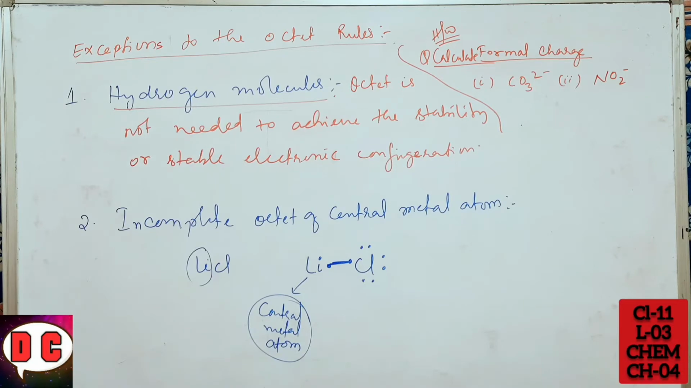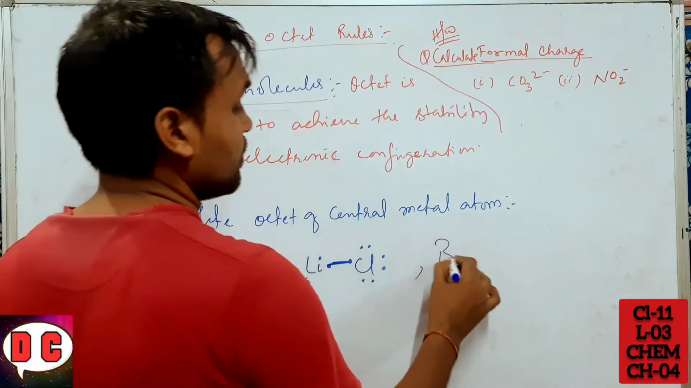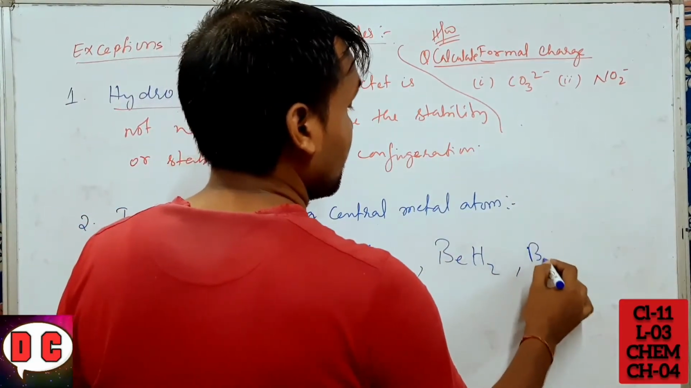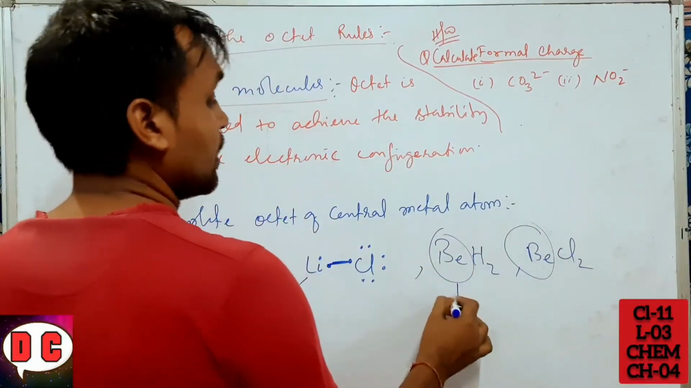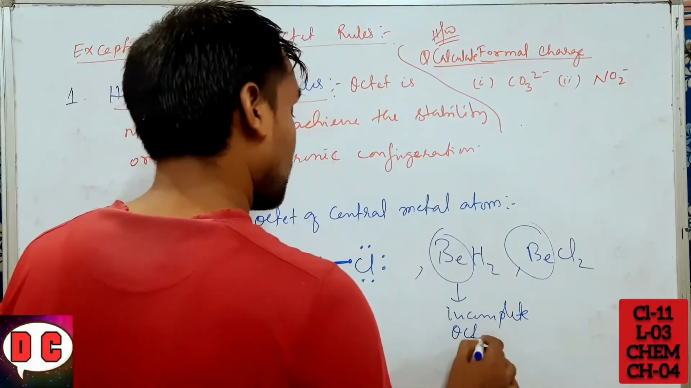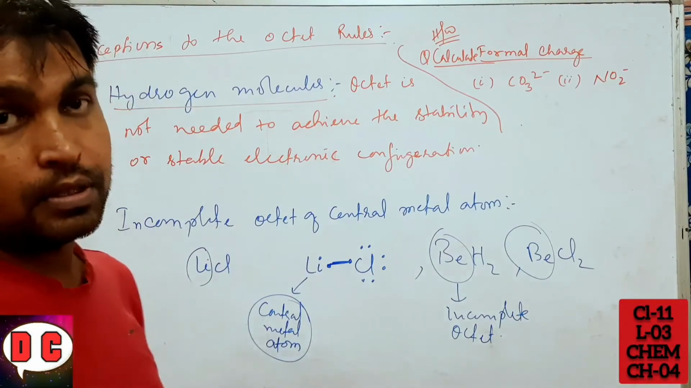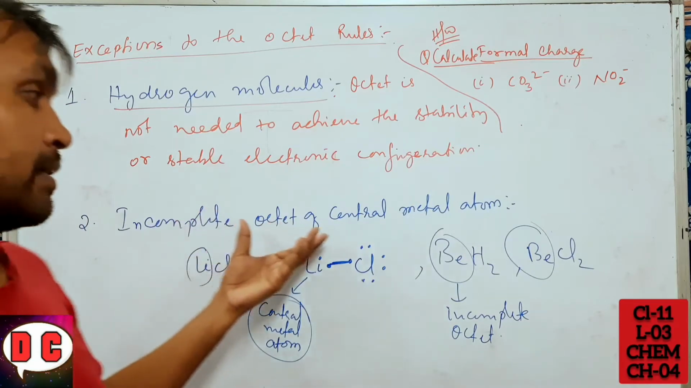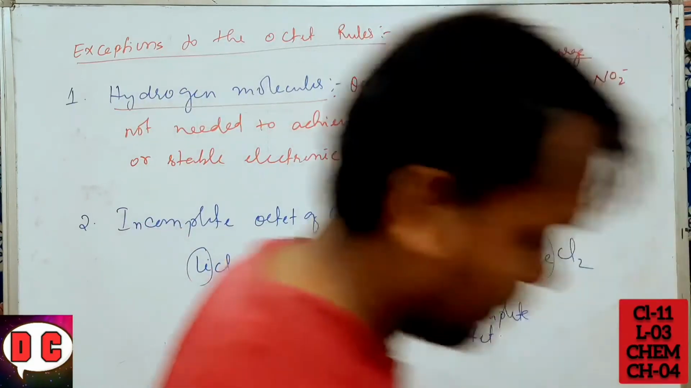Okay, fine. Another example of a central metal atom is BeH2, BeCl2. In all these you will see the central metal atoms have an incomplete octet. This was not addressed by the octet rule properly. These two exceptions were made in the octet rule, and one more exception is there. Let me discuss that too, the third one.